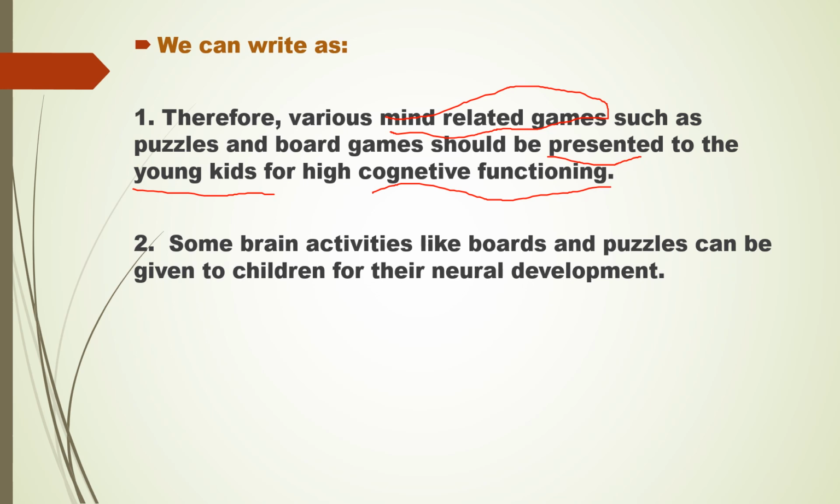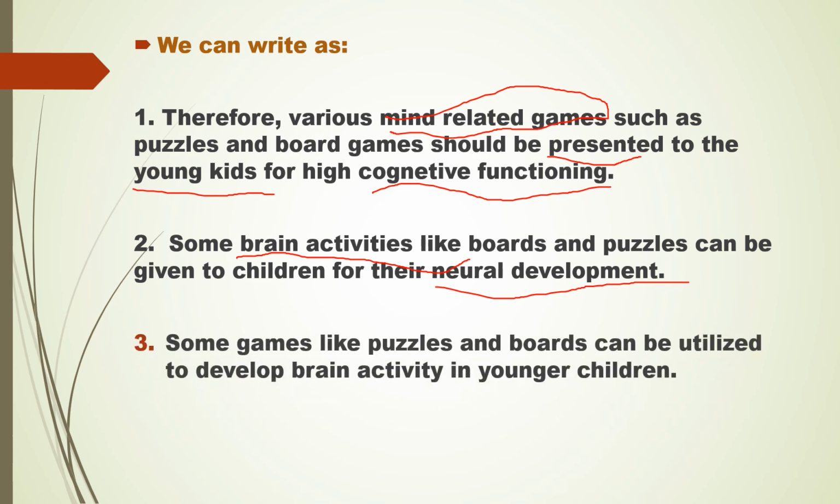Another way you can write this is: some brain activities like board games and puzzles can be given to children for their neural development. Neural development again relates to the mind. Brain activities such as board games and puzzles. Again, I am giving the synonyms. Some games like puzzles and boards can be utilized to develop brain activity in younger children. So utilized, younger children, develop brain activity.